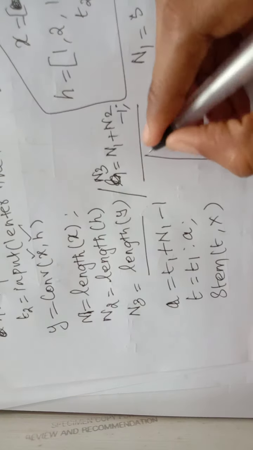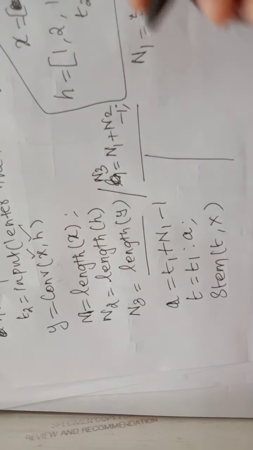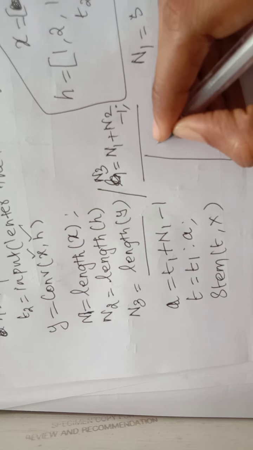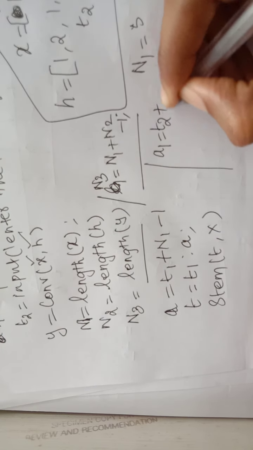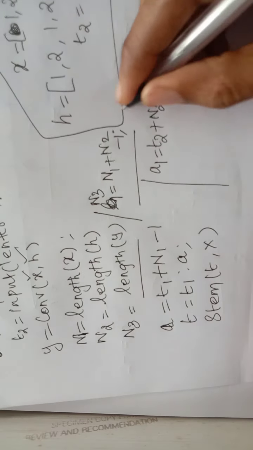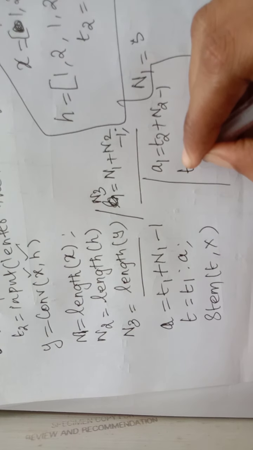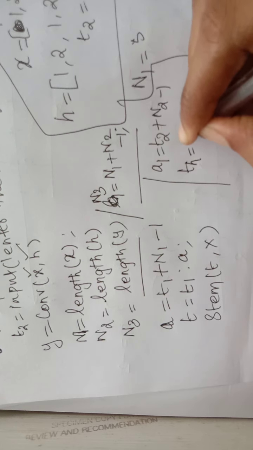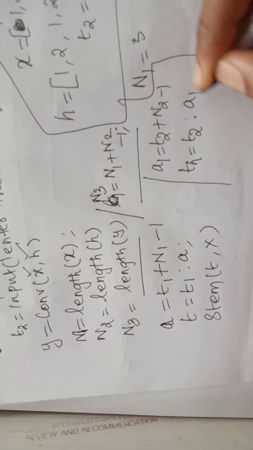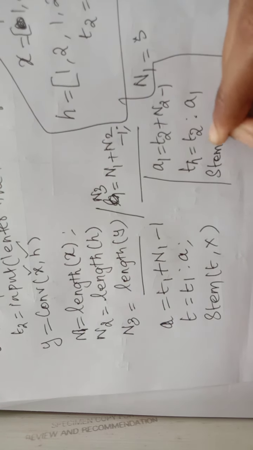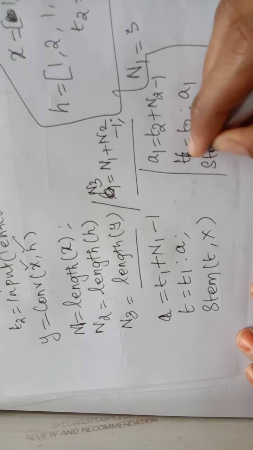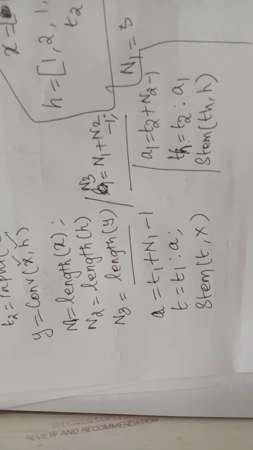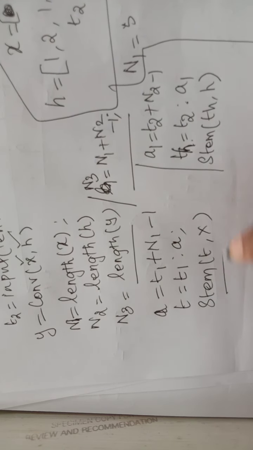Similarly, I am going to perform the same concept for h. You can write it. What we have written there is a1 is equal to t2 plus n2 minus 1. Then we have used th as th is equal to t2 is to a1, then stem th comma h. This is not a suffix th. So far we have plotted these two signals.